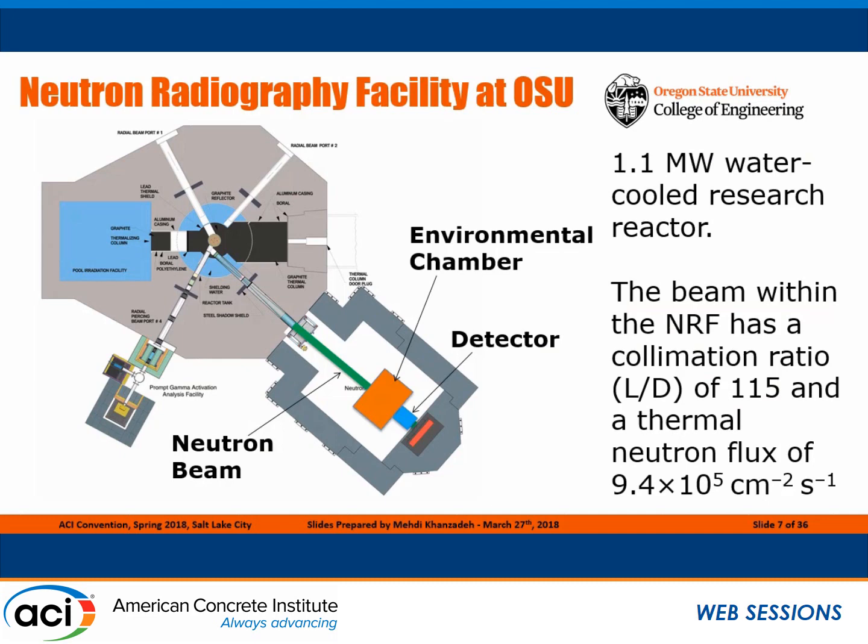So here's the plan view of the reactor we have at Oregon State University, a 1.1 megawatt research reactor. As you can see here, we have this neutron radiography facility. We have a chamber to control the temperature and RH while testing the samples, and we have a detector system at the back to capture the images.